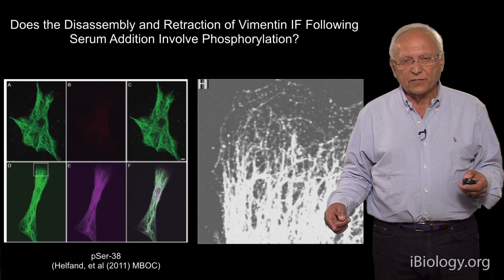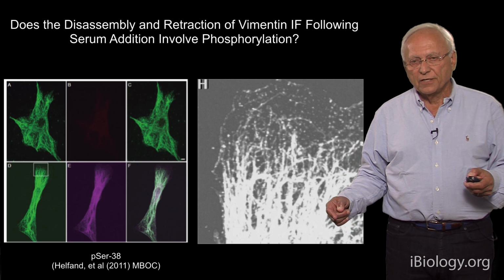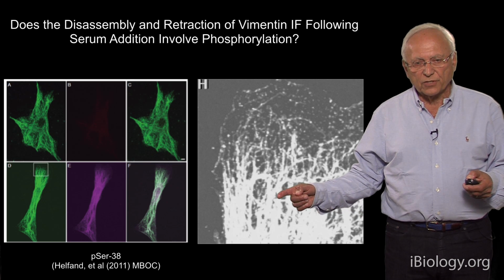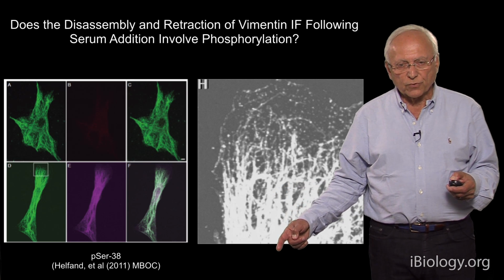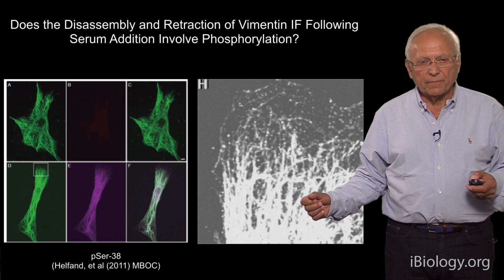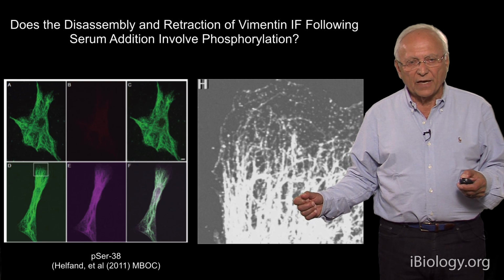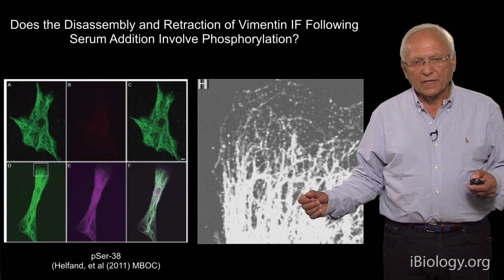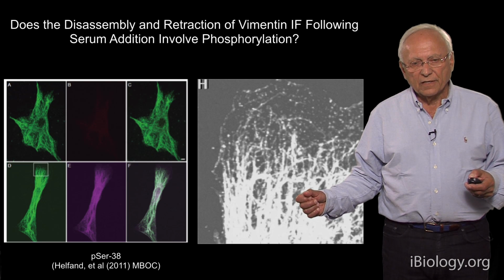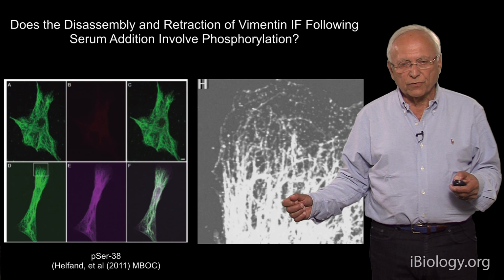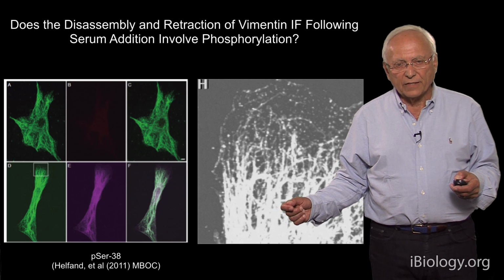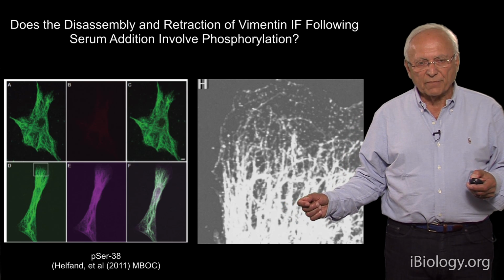Then we asked the question, does the disassembly and retraction of Vimentin intermediate filaments following serum addition involve phosphorylation? And to do this, we used a phosphospecific antibody, which we received from the Inagaki lab in Japan. And you can see in the top three images on the left, Vimentin on the left is stained with Vimentin antibody. In the middle, it's an antibody against Phosphoserine 38, which is in the N-terminal domain of Vimentin. And on the right is an overlay, which of course just gives you the same pattern.